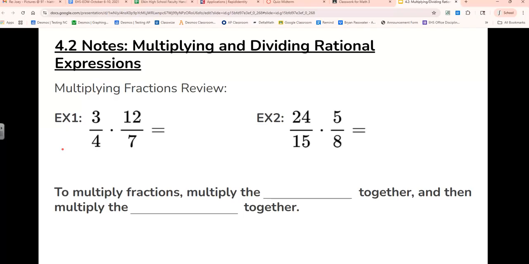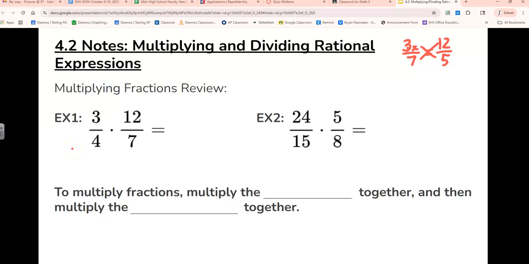Some of you were doing like 3 times 7 is 21, and 4 times 12 is 48. What you're thinking of, you're not crazy, but you're thinking of like when you had maybe 3x over 7 equals 12 over 5 or something like that, and you cross multiplied to solve that equation. So that is when you would cross multiply. It is not what you do for fractions. You just multiply straight across.